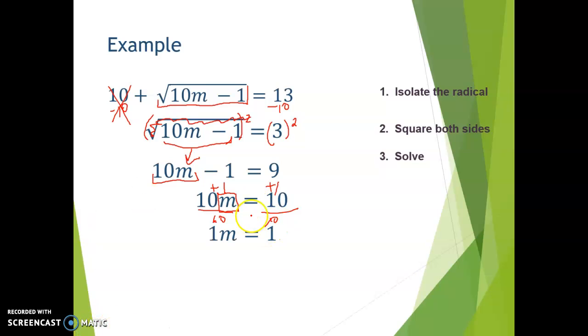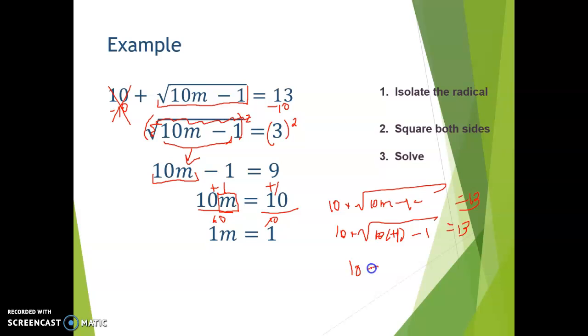We then need to go back into the original equation here and check our solution to make sure that it does work. So 10 plus the square root of 10m minus 1 equals 13. Sorry for my messy handwriting there. We'll plug in that 1, 10 plus the square root of 10 times positive 1, minus 1 equals 13, which gives us 10 plus the square root of 10 minus 1 equals 13. Simplify that further.